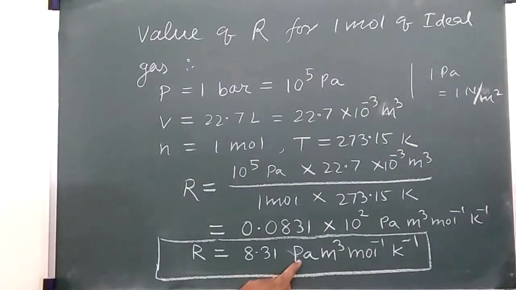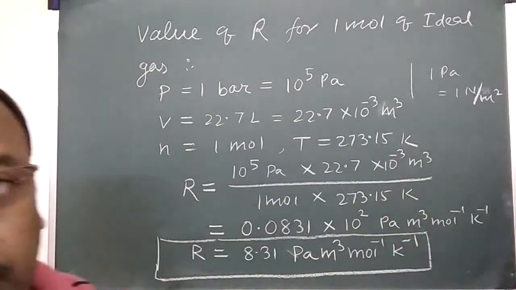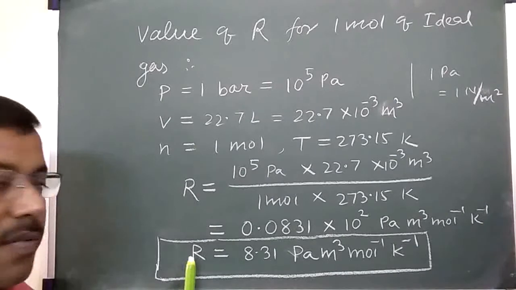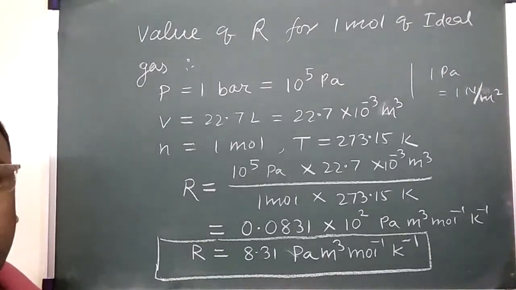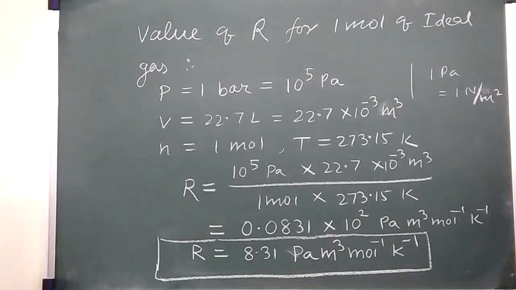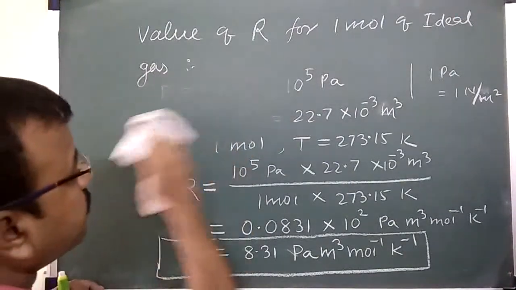Now if we use Newton per meter square in place of Pascal, 1 Pascal is equal to this one, then we can change this. You can see the value of R in terms of joule also. Just I am going to show. Note it down. Now here you see, I am rubbing this one.